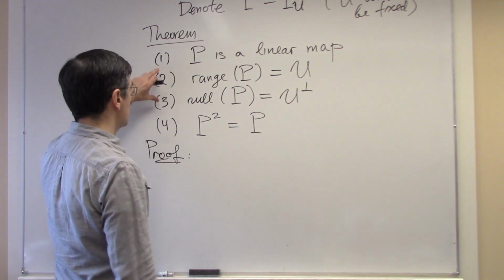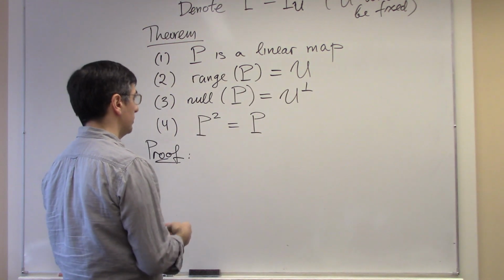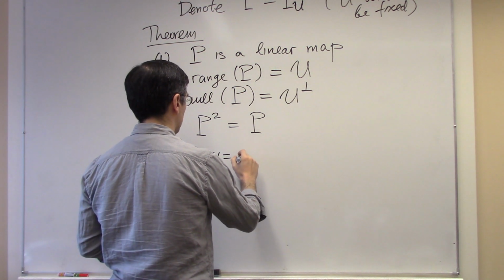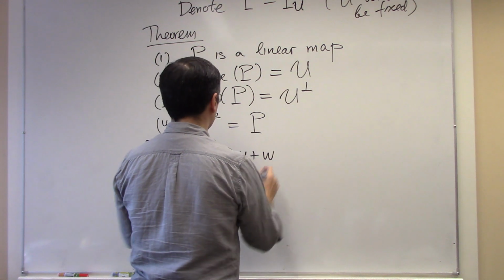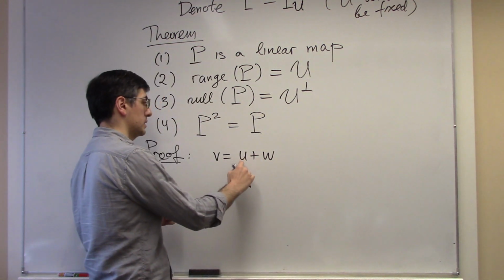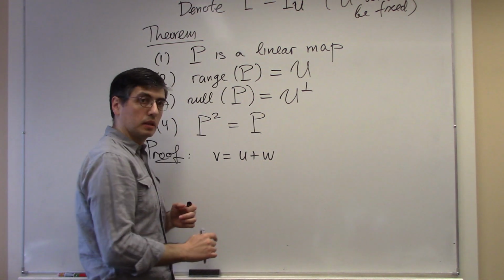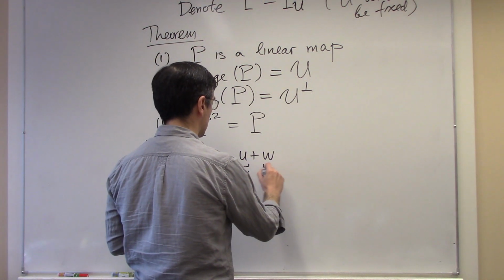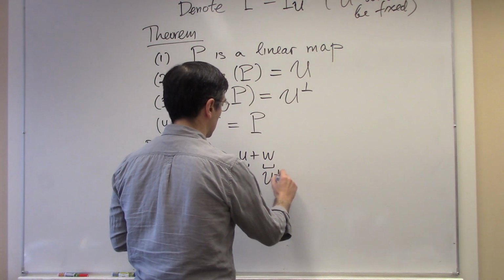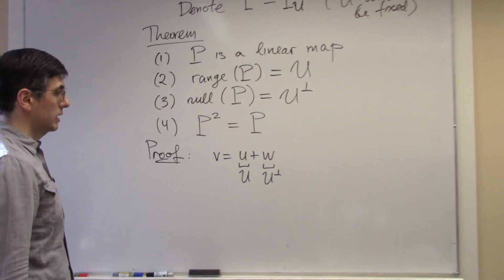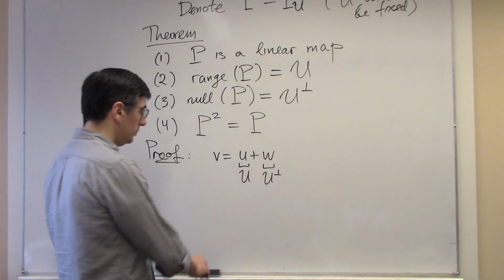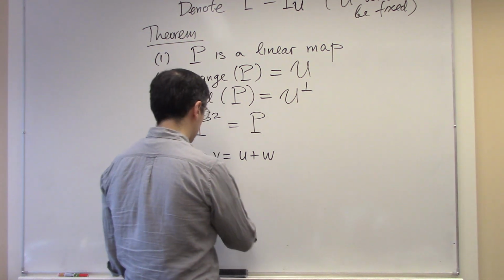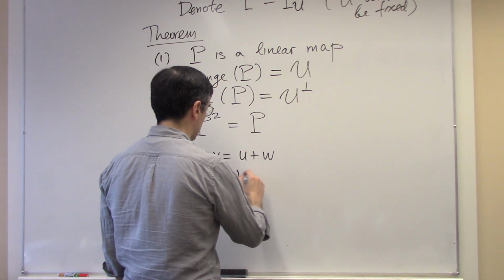Now these 2 and 3 are again fairly straightforward. So remember that you can write every vector uniquely as a vector in U and a vector in the orthogonal complement. So this is here, this is in here, right? So PV is U.